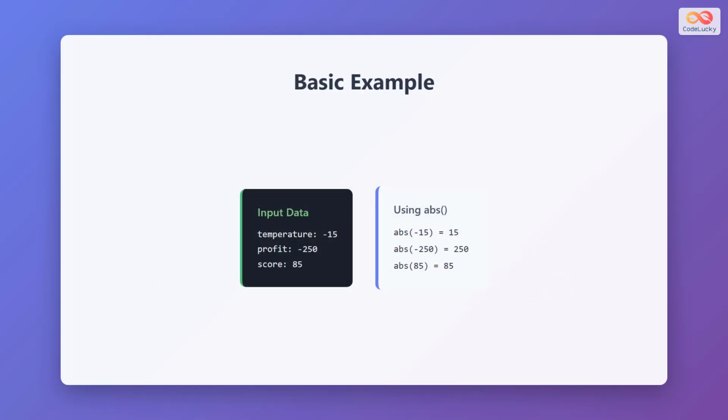Let's look at a practical example to understand how abs works. Consider input data with temperature -15, profit -250, and score 85. When we apply the abs function, temperature -15 becomes 15, profit -250 becomes 250, and score 85 remains 85 since it's already positive. The abs function only affects negative numbers by converting them to their positive equivalents.